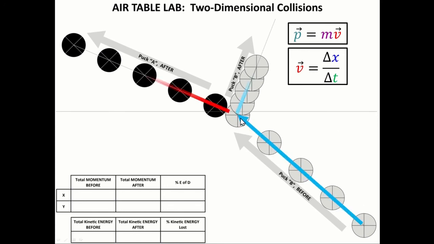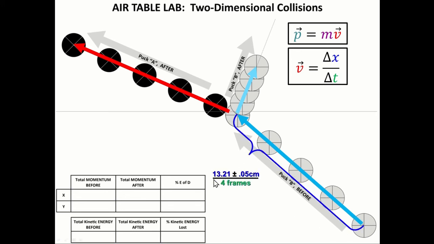So this one puck came in, collided, that puck went off in this direction, and this puck, which was initially stationary, went off in that direction. And we're going to draw on our piece of paper, and we're going to measure, and we're going to see if momentum really was conserved. So if I measure from center to center here, I got about 13.21 centimeters, plus or minus 0.05 centimeters, and then 4 frames. So that distance divided by that time would be this velocity, and if I take mass times velocity, I get this momentum.